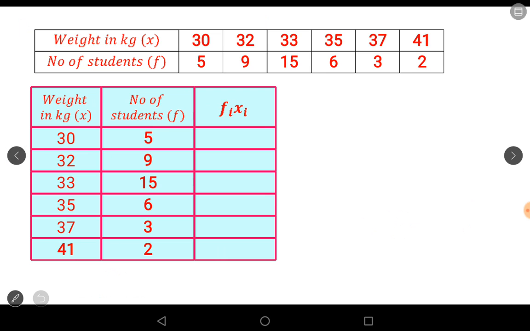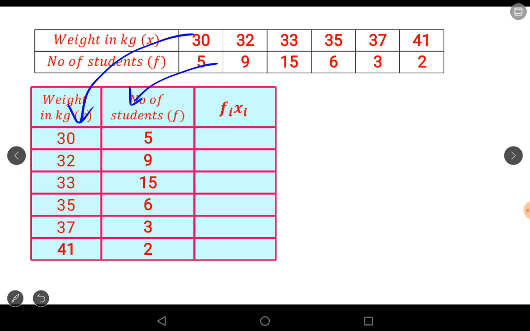So observe the question. Sometimes questions are given in an ungrouped data frequency distribution table. Draw the table with 3 columns. In the first column, weight of students, that is the observations, x. The frequency is the second column, number of students. Next, in the third column, we find fi into xi.